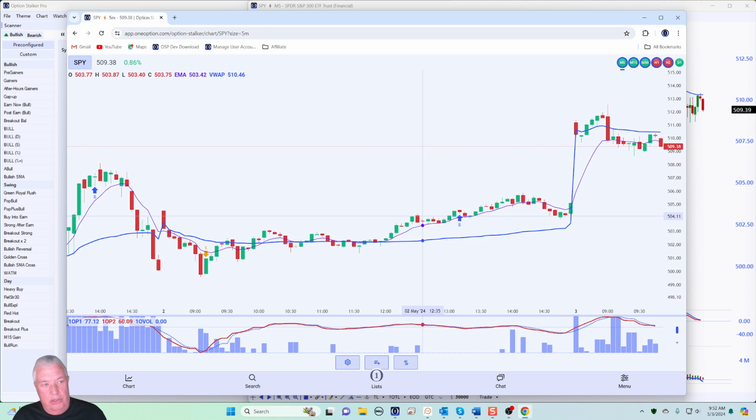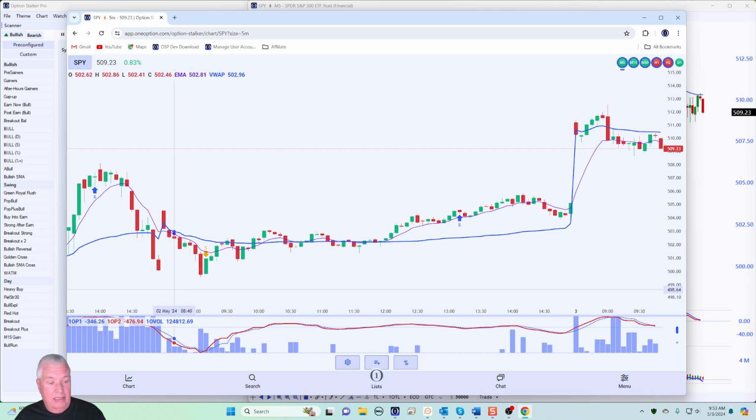So what I'd like to do is, this is a cheaper version for those of you who just want to use OneOP and just trade ES and NQ. A subscription to Option Stalker is considerably less expensive than getting a subscription to Option Stalker Pro. Option Stalker Pro is our desktop version. That's what I use every day. That's what I'm going to use for the rest of this video.